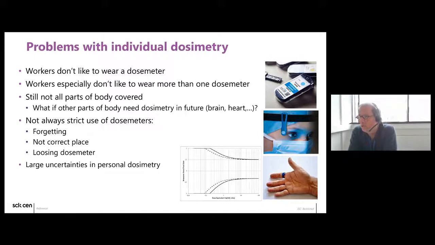Also, as you all know, people forget to wear the dosimeter, they lose the dosimeter, they don't put it at the correct place. So there is not always a strict use of these dosimeters. And next to that, there's also a large uncertainty in personal dosimeters. You see here the well-known trumpet curve, where we think we do a good job in dosimetry if we measure within a factor of 1.5 or even 2.